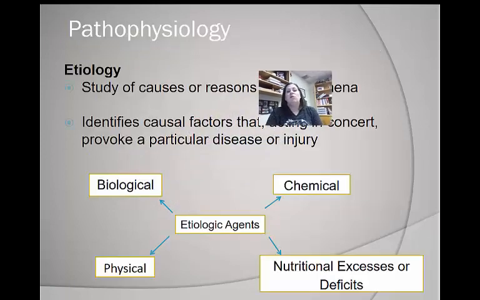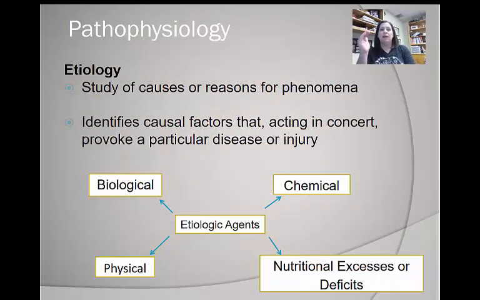All right, so we're going to look at some of those subcategories we talked about that deal with pathophysiology. One of these is what we call etiology. This is the study of causes or reasons why we get diseases or certain phenomena in our bodies. The whole point of this subcategory is to identify what factors caused the issue. Are they acting with multiple things to provoke a disease or an injury? Because sometimes it's not just one thing that's causing your problem. It could be multiple things.